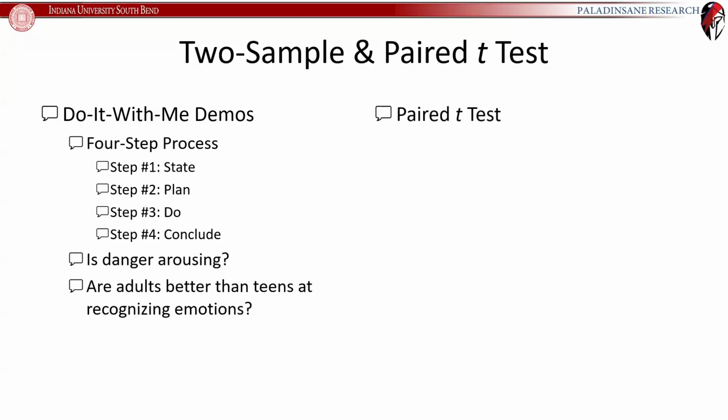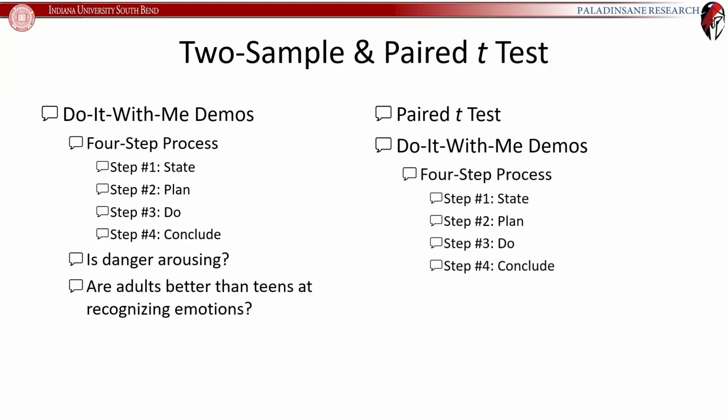And then we're going to shift gears, not too much, just shift it into paired t-test gear. And once again, we'll have some Do It With Me demos. These are all going to follow that 4-step process. And we're going to take a look at a classic study where the experimental setup indicated that in some situations, people will actually prefer and choose to experience more pain, more unpleasant stimulation, even if the choice is completely up to them.